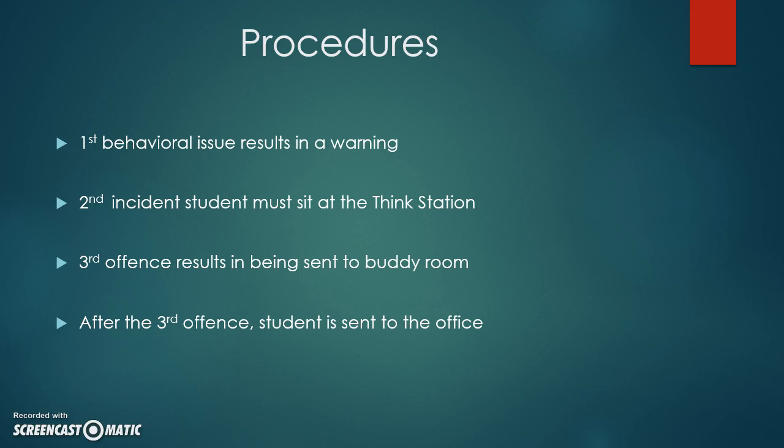The third time in the class period that a student receives discipline, they must go to the buddy room to be removed from the classroom. The buddy room is another room where you work with a teacher, and you're also their buddy room. After the student is removed and in the buddy room, any other disciplinary actions that need to be taken will take place in the office with the principal.